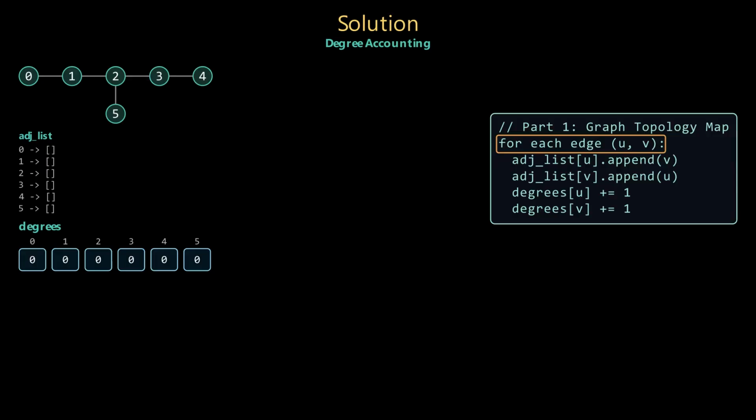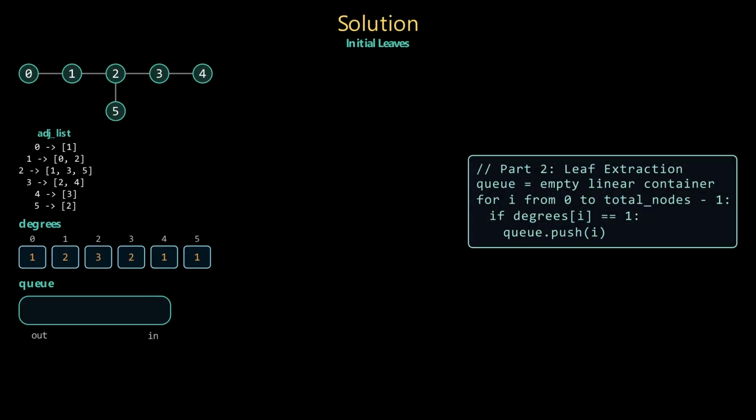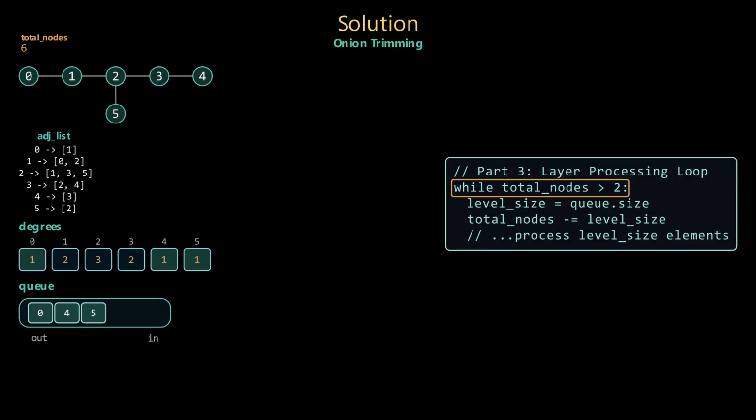We begin by mapping out the topology of our network. We construct an adjacency list to track connections, while simultaneously maintaining a degree array that logs exactly how many edges are anchored to every individual node. With our graph fully mapped, we sweep our degree array to isolate our initial base case. Every node displaying a degree of exactly 1 represents an outermost leaf, which we immediately collect and inject into our processing queue. To peel our network from the outside in, we run a coordinated loop that continues as long as there are more than 2 nodes remaining.